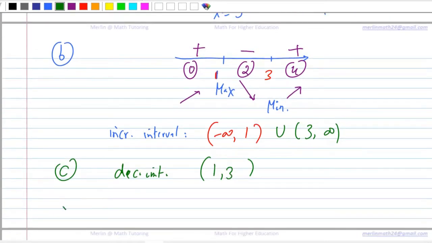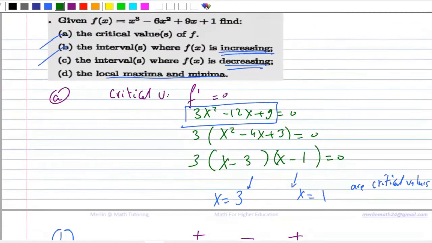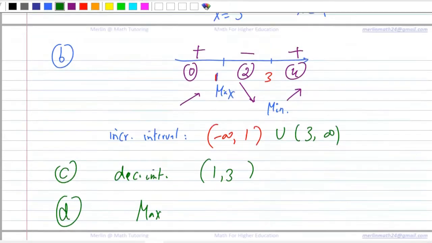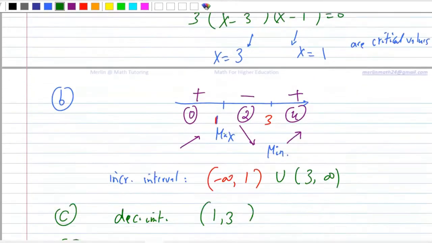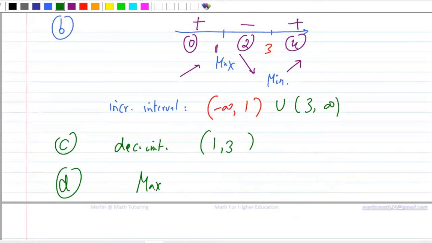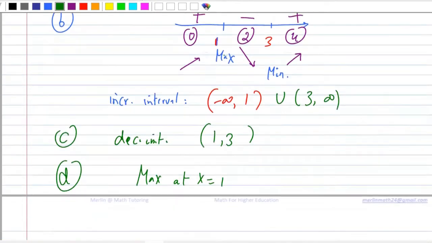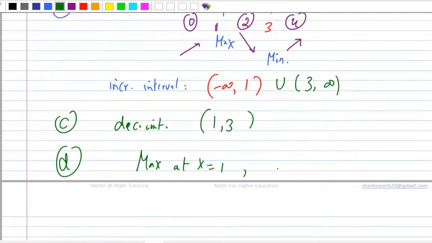Now part D, they say local extrema, maximum, minimum. Do they say a point? No, they said only local maximum and minimum. It's not about being a point, okay? And there's no graphing, so no need to find the point. So how do you write it? You say maximum at x equals 1, because these are x values, right? The 1 and the 3 represent x values. Okay, maximum at x equals 1. Minimum at x equals 3.